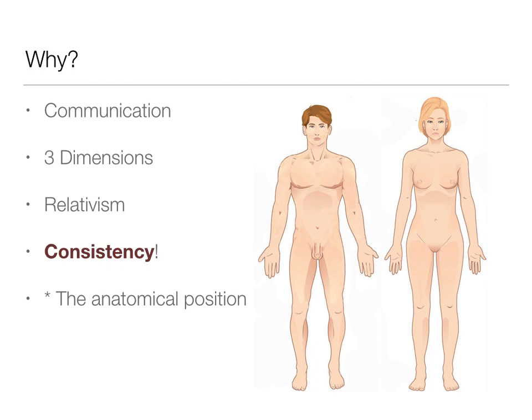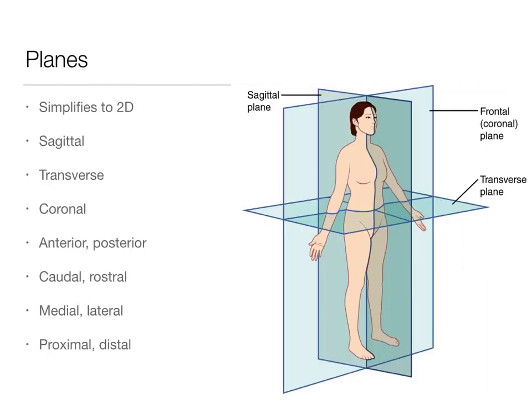So, on a final note, the illustration on this slide shows what is called the anatomical position. In it, the subject faces forward with palms outwardly rotated. Dividing the body into planes simplifies the three-dimensional body into two dimensions, as we can see from this image.